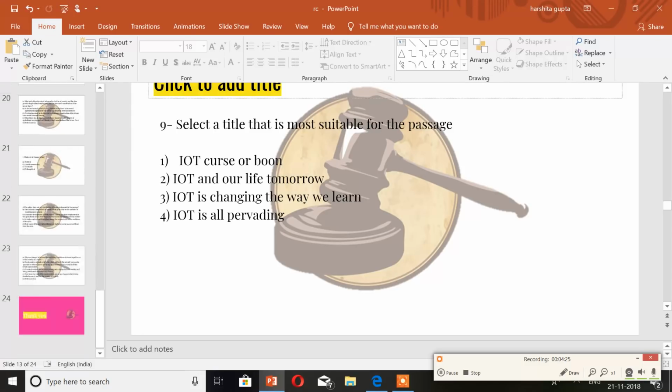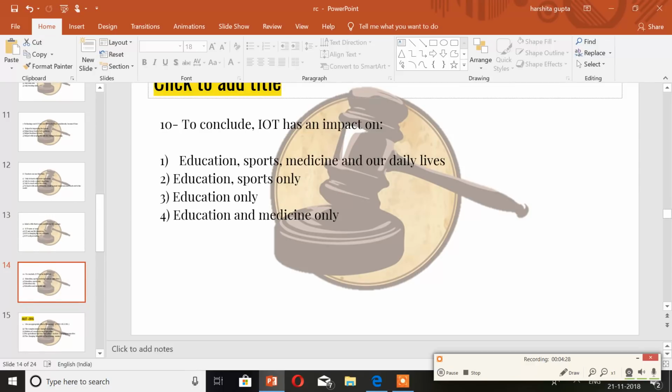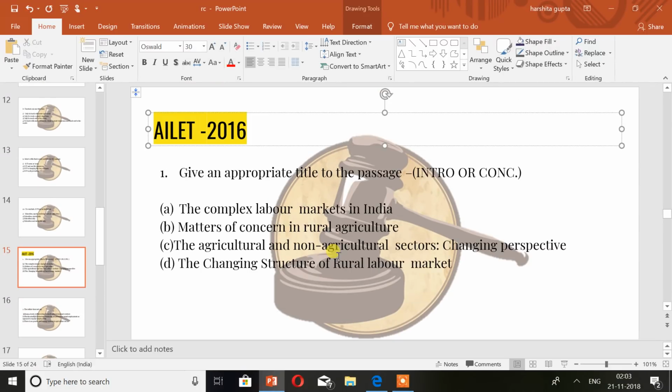Okay, now we move on to our last question. It has impact on, so this is a super easy question again. All the fields were included in that. Okay, so now we will take a passage from the AILET paper.